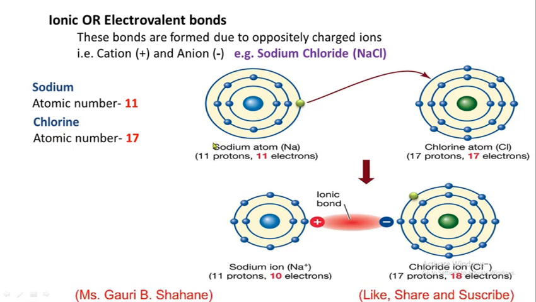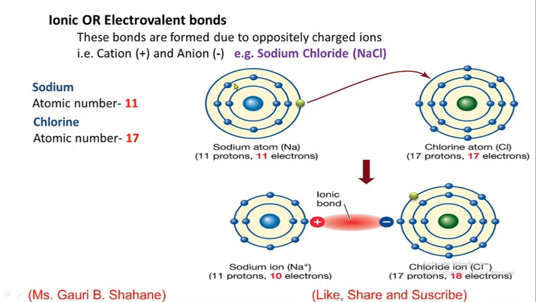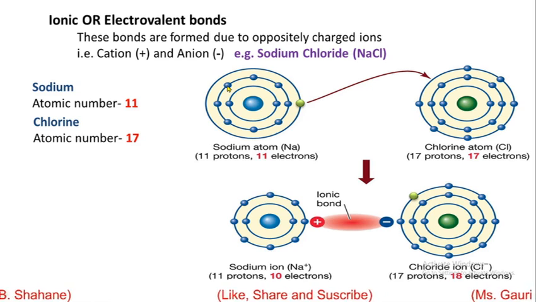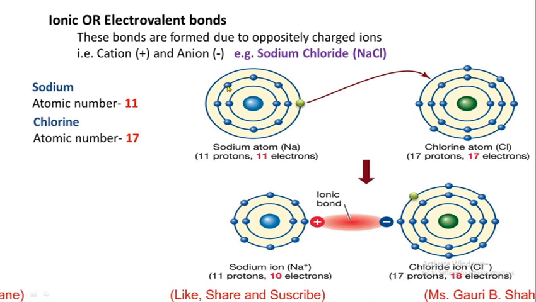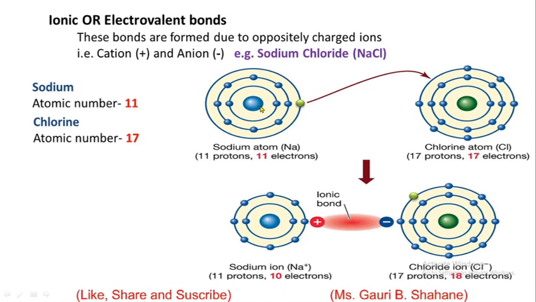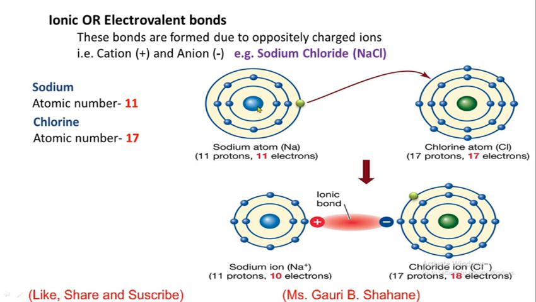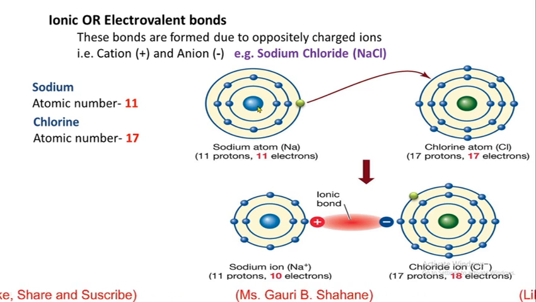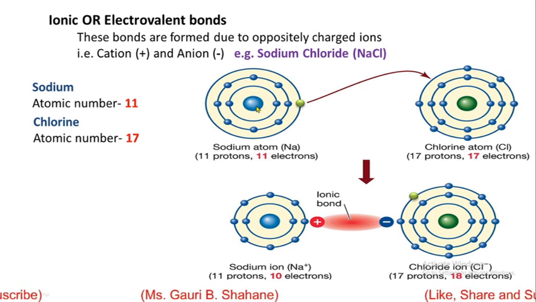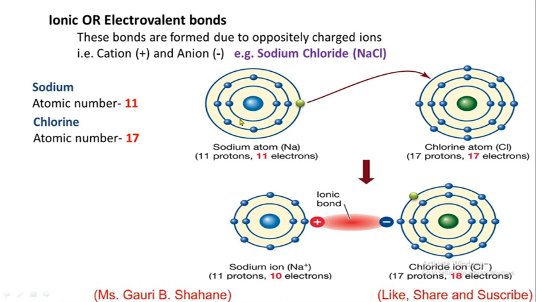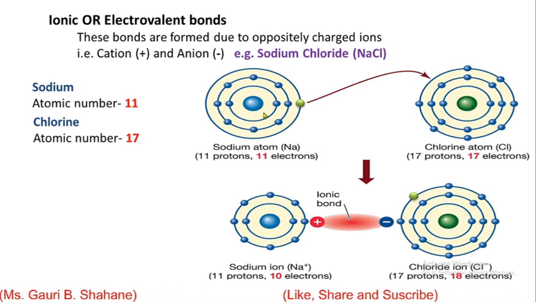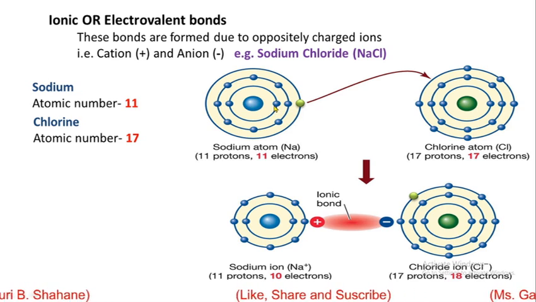The general structure of an atom consists of three basic particles, which are protons, neutrons and electrons. See, this is the central part, the nucleus, in which positively charged protons are present and neutrons are also present in the nucleus. Neutrons are neutral, while these electron shells present around the nucleus contain the negatively charged electrons.